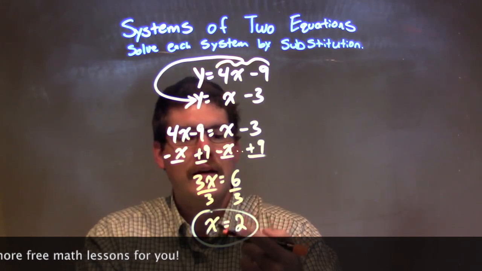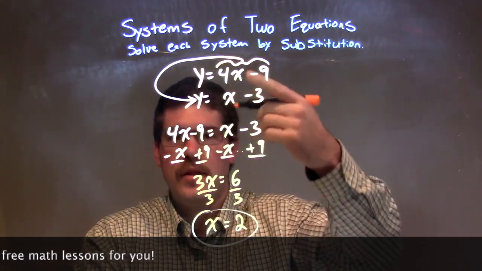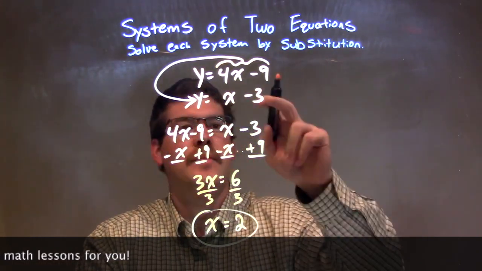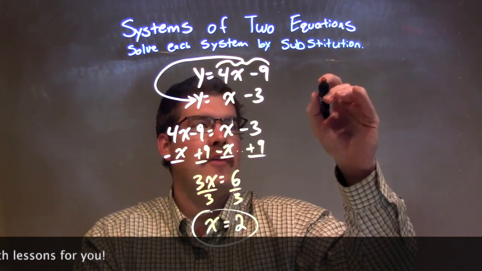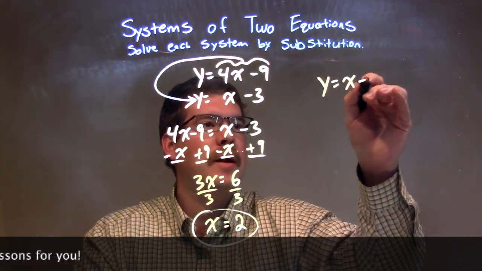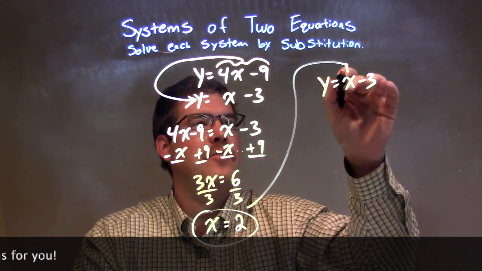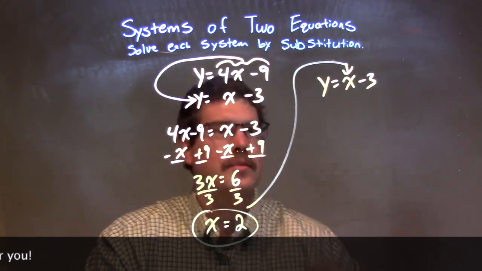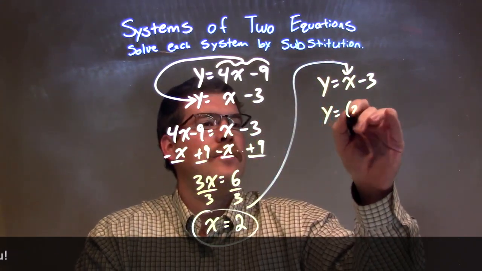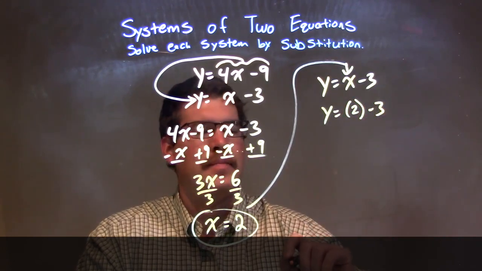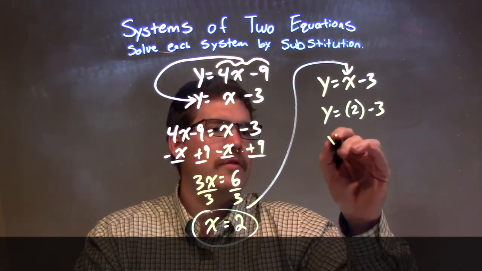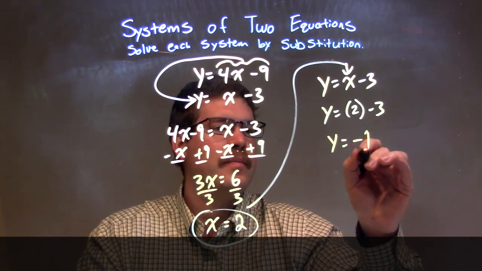So I need to plug x equals 2, or 2 for x, into one of these equations. I'm going to pick the easier one. I think it's the second equation. So I have my y equals x minus 3, and I'm going to substitute that 2 in for the x. y equals 2 minus 3. Okay? 2 minus 3 is a negative 1, so y equals a negative 1.